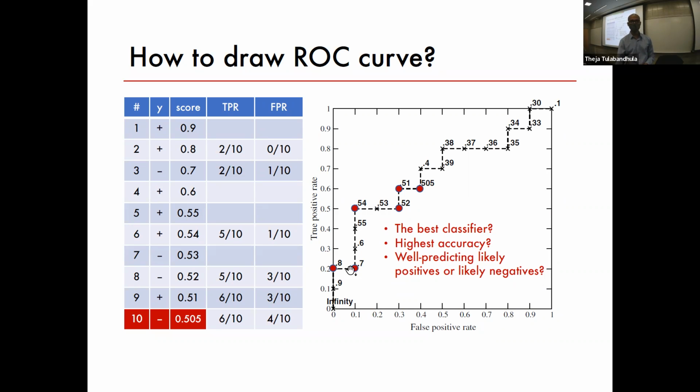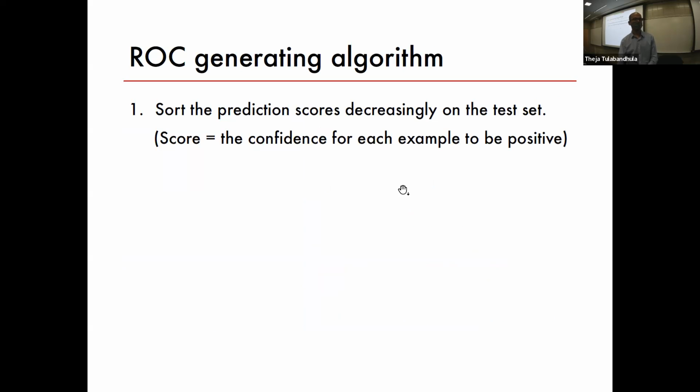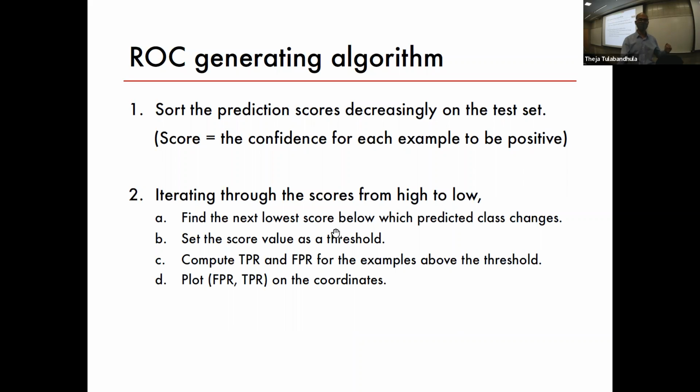I think we already discussed that classifiers to the bottom left are the ones which are a little bit conservative in saying something is positive or not, whereas the ones in the top region basically say more things as positive. So the generic algorithm is as follows: start with the predictions, and then iterate through the scores from high to low. Find the next lowest score below which the prediction class changes, that is right before the change. You look at that row, set the threshold to be the score value, and then compute the rates, and then put that point on your 2D region.